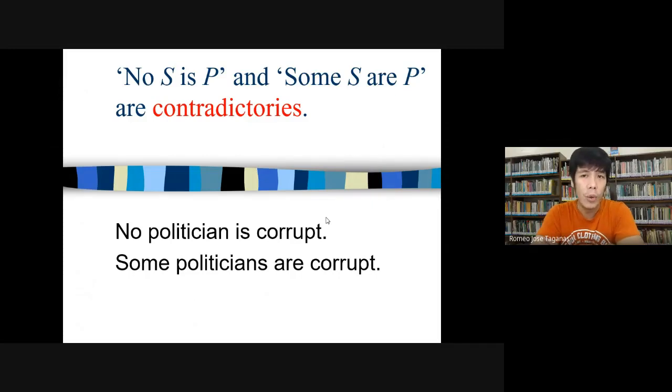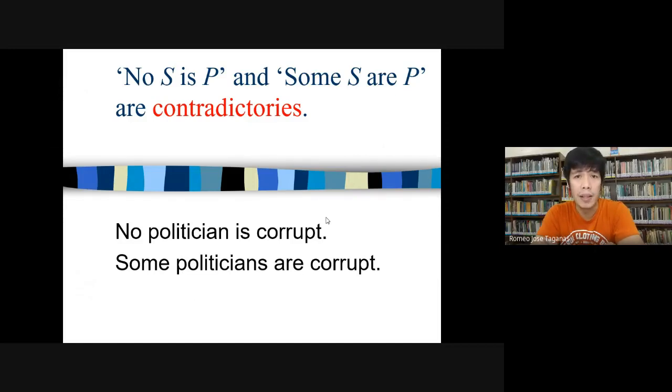The first example, no politician is corrupt. What is the quality of this proposition? When we say quality, it is either affirmative or negative. O kitang-kita nyo naman, may salitang no, kaya negative kaagad yan. Okay? What about the quantity? Is it universal or particular? Now, the quantity of this proposition is universal. No politician is corrupt. Pagka tinagalog mo, walang politiko ang corrupt.